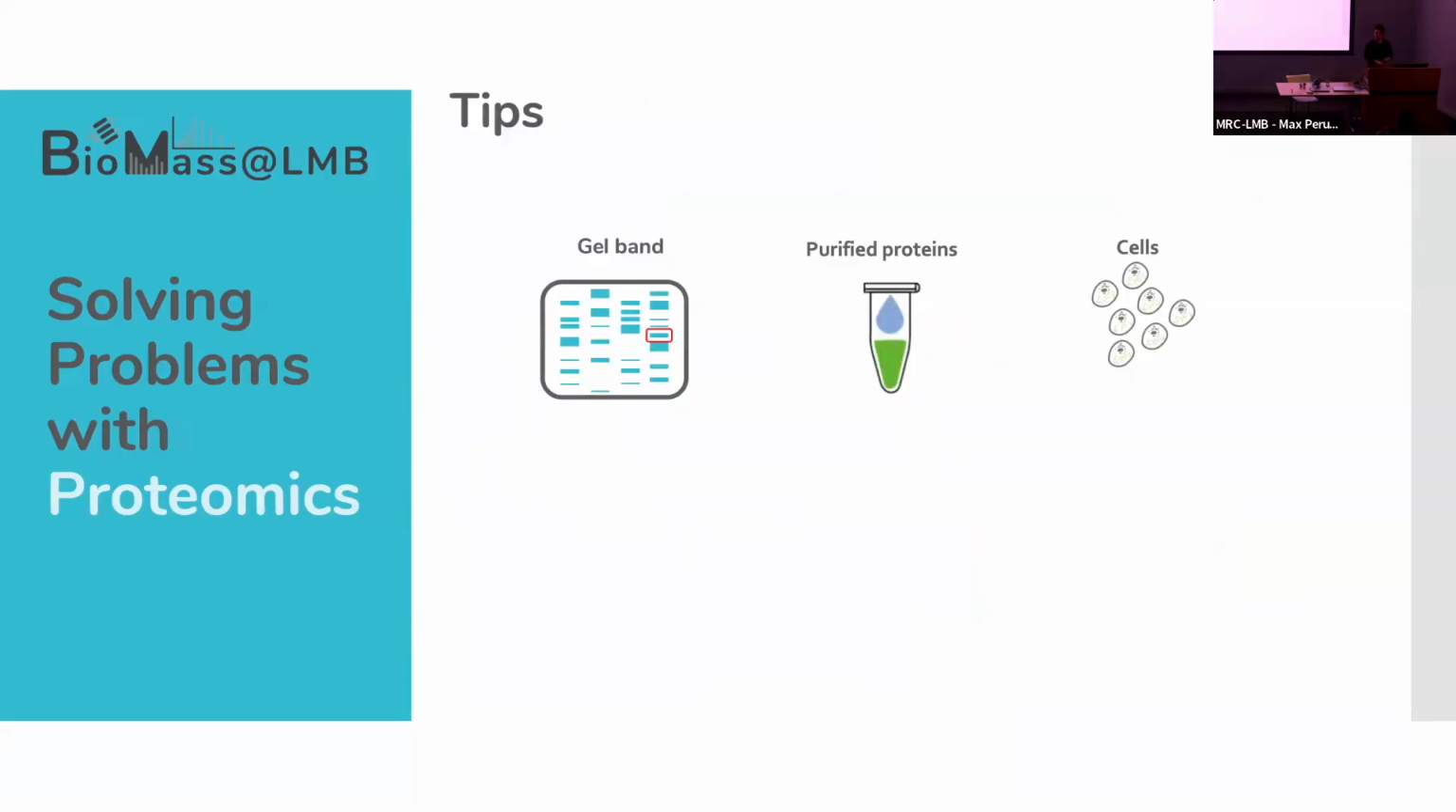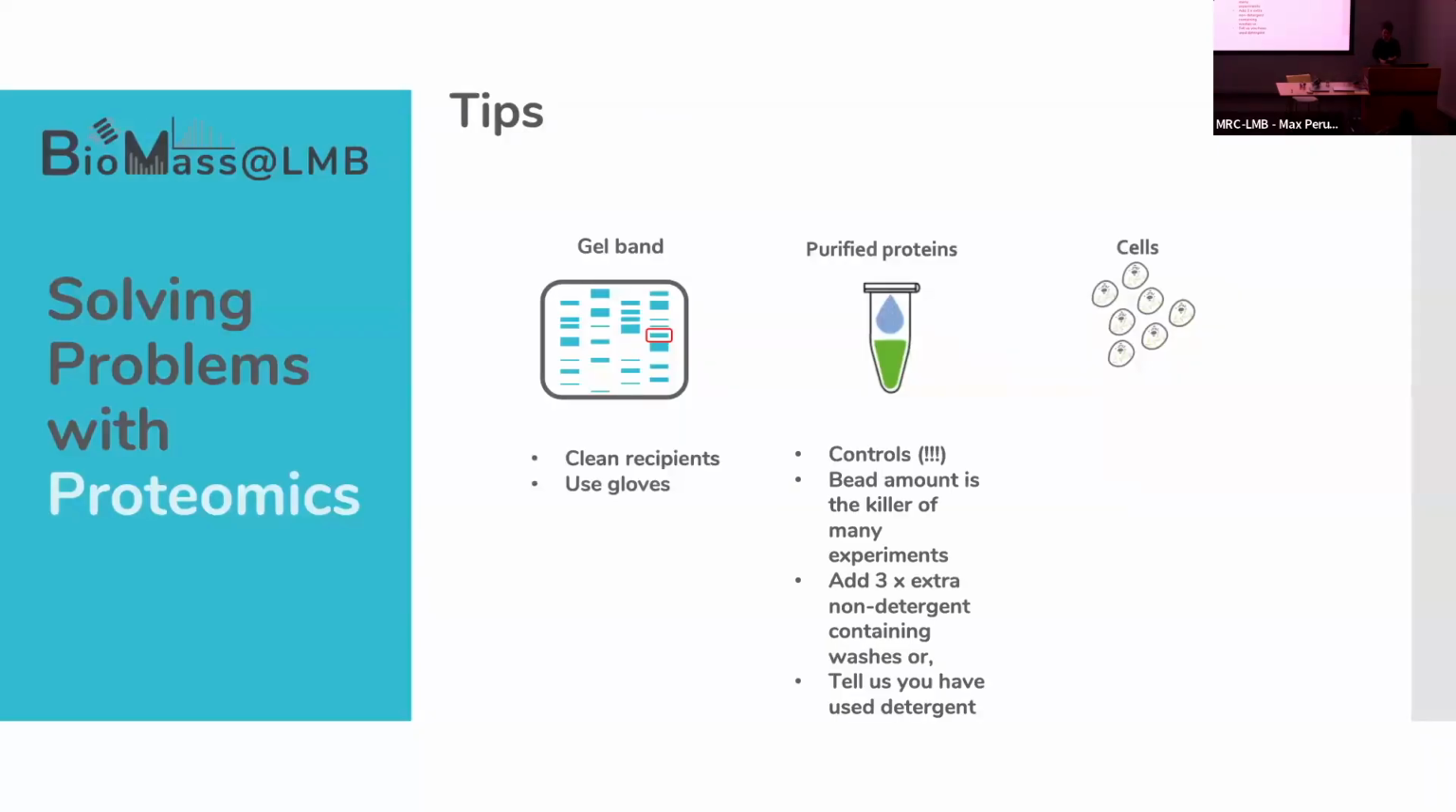Right. Tips, things that are really important to prepare your samples. When you're working on a gel band, it's really key that you are working on a clean surface. And by clean surface, I mean no dust. We'll see all your keratins. Your jumper keratins, if it's wool or if it's something else. So use gloves, clean surfaces.